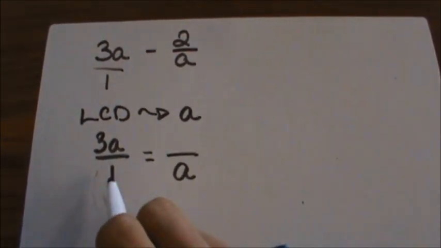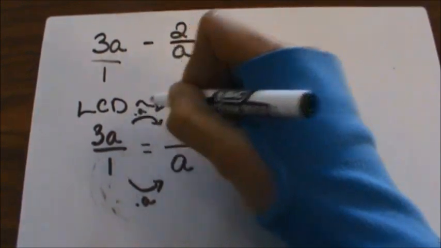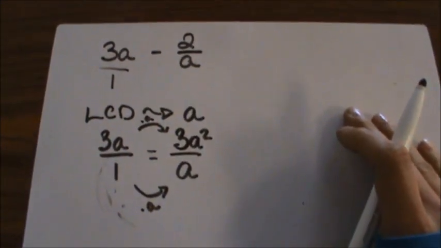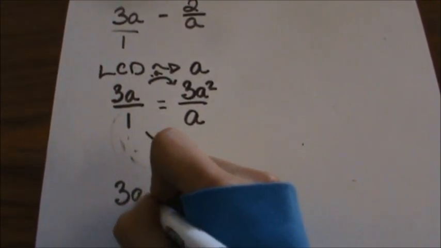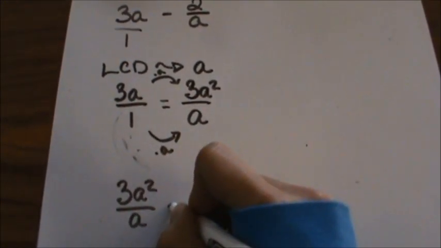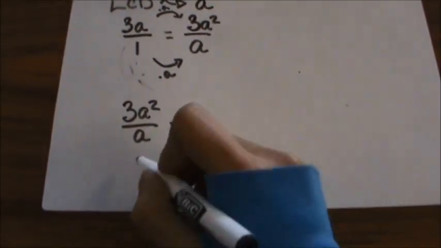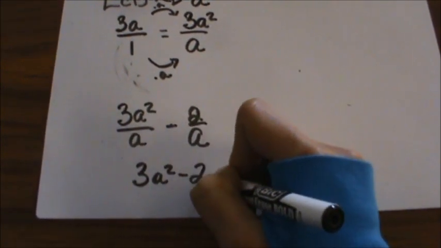How do I do that? Well, what do I multiply by 1 to get a? A. So times a, this fraction rewritten with the common denominator is 3a squared. This fraction already has that common denominator, so I can go right on to putting these two fractions together. 2 over a, that is going to become 3a squared minus 2 all over a.